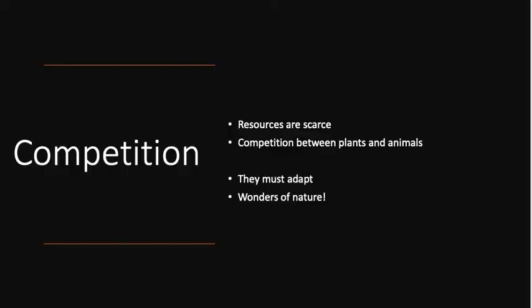So first of all, competition. Resources in nature can tend to be scarce, and this creates a competition between plants and animals. When there is a competition between plants and animals for resources that are scarce, the plants and animals have to adapt in order to give themselves advantages in that competition. And these adaptations are widely regarded as the wonders of nature.